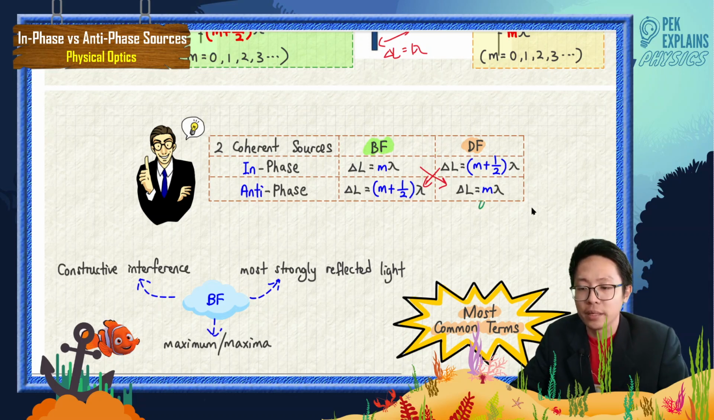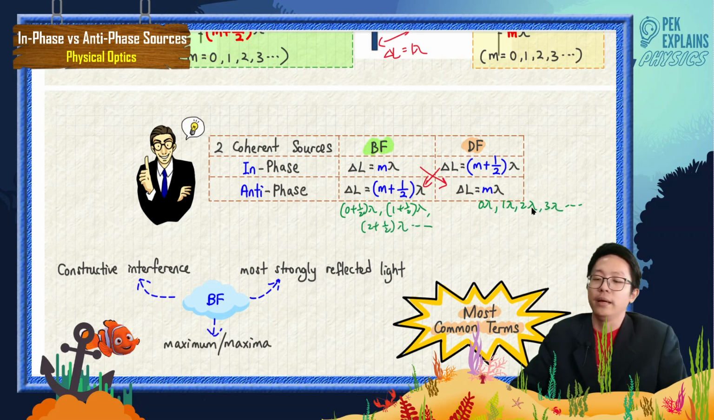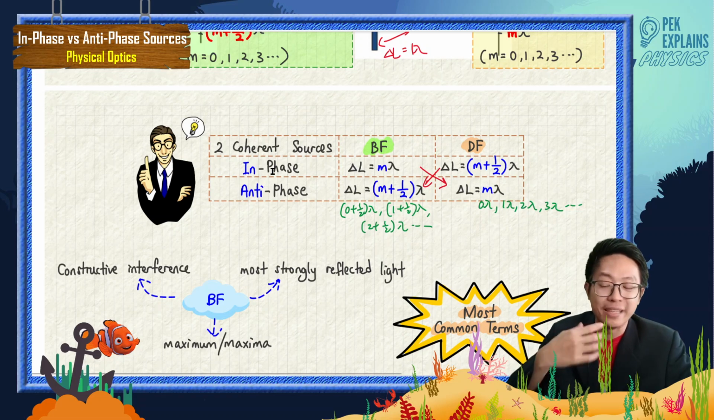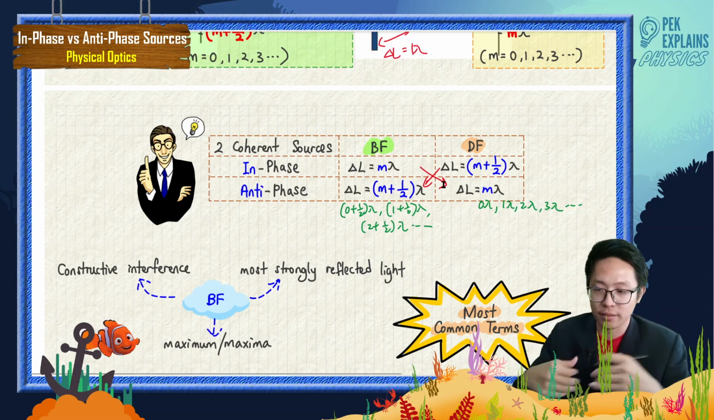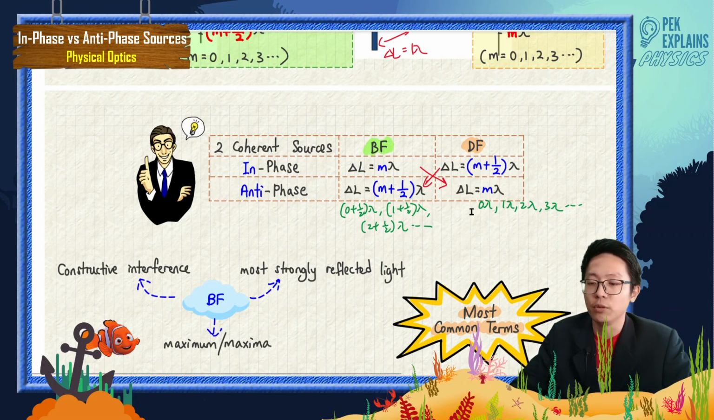That means m lambda means 0 lambda, 1 lambda, 2 lambda, 3 lambda, and so on. M plus half lambda means it is either 0 plus half lambda, which is the half lambda, or 1 plus half lambda, and 2 plus half lambda, and so on. Okay, that's the difference between in phase and anti phase. The path difference just becomes opposite. Understand?